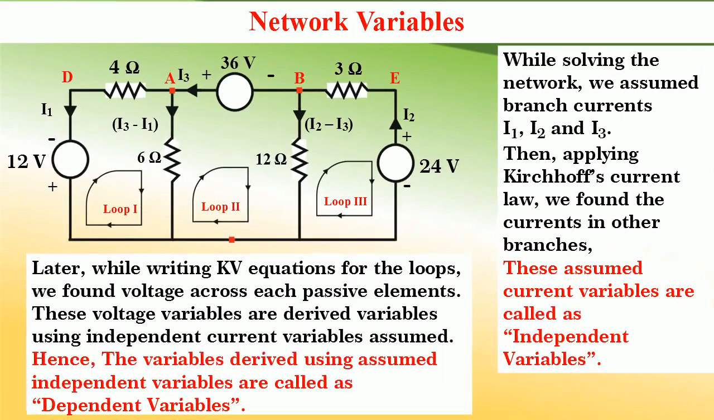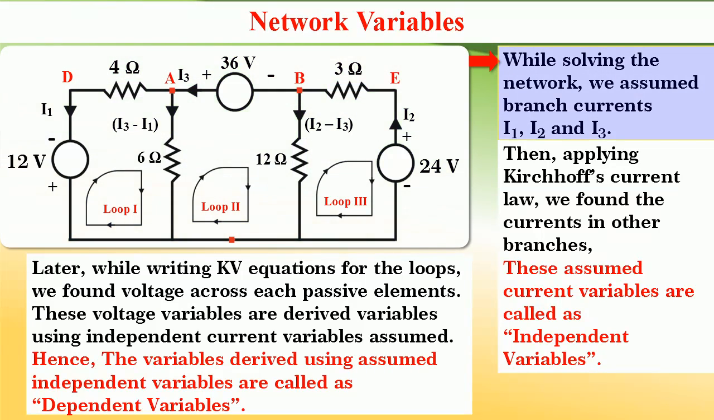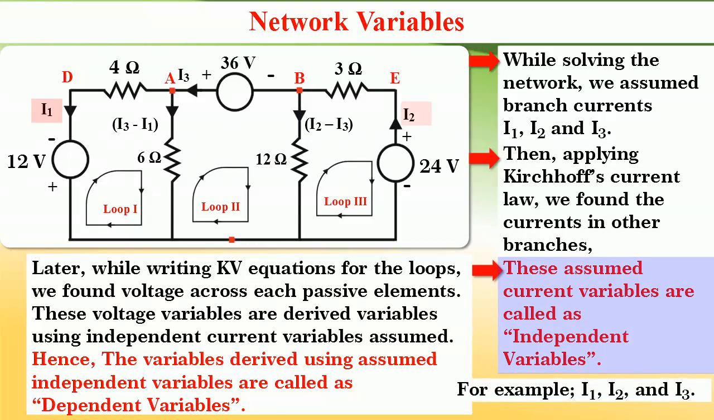Friends, now let me explain what are network variables. If you recall, while solving the network, we assumed branch currents I1, I2 and I3. Then, applying Kirchhoff's current law to junctions, we found currents in other branches of the network, and hence these assumed current variables are called independent variables.